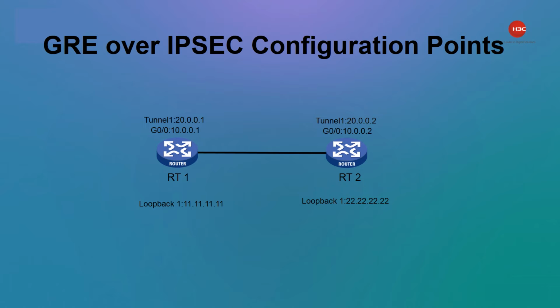Let's take an example. The two devices are interconnected through interface 0. The source and destination addresses of the GRE tunnel are the addresses of the interfaces at both ends. Loopback 1 simulates the terminal network. Before configuring, remember to ensure that the routes between the devices at both ends of the tunnel are reachable.